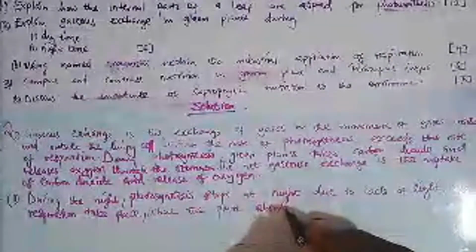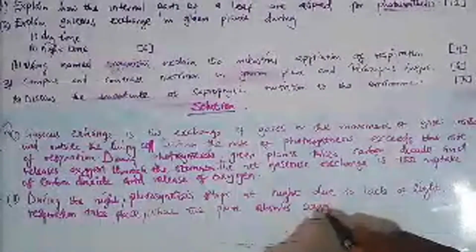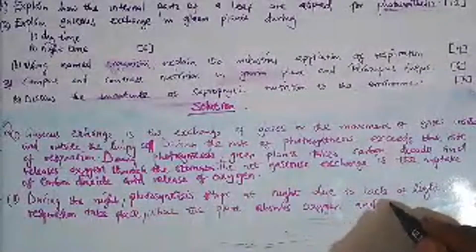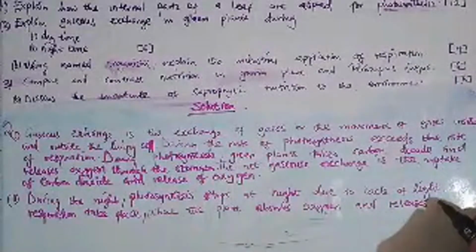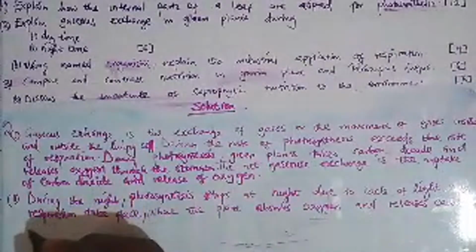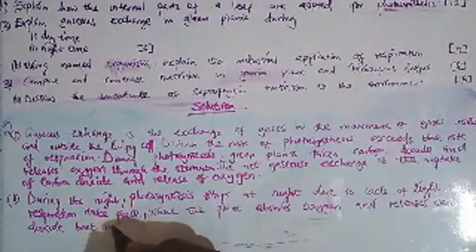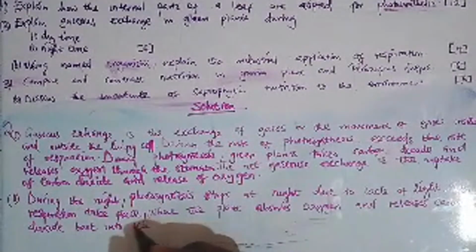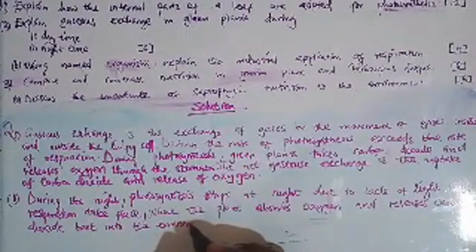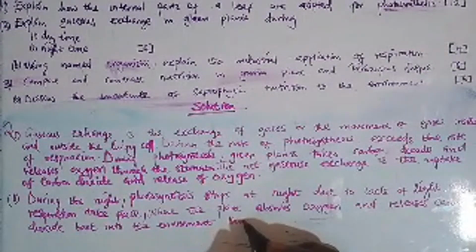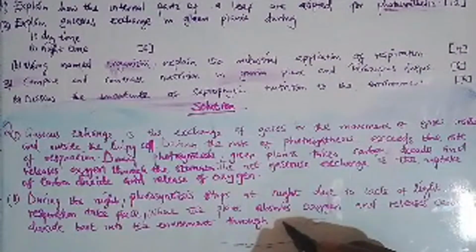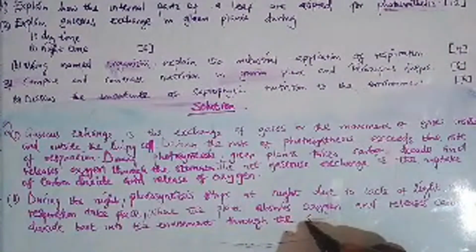So here we are saying that only respiration takes place, where the plant absorbs what? Oxygen and releases carbon dioxide back into the environment. Through what? Through the stomata.